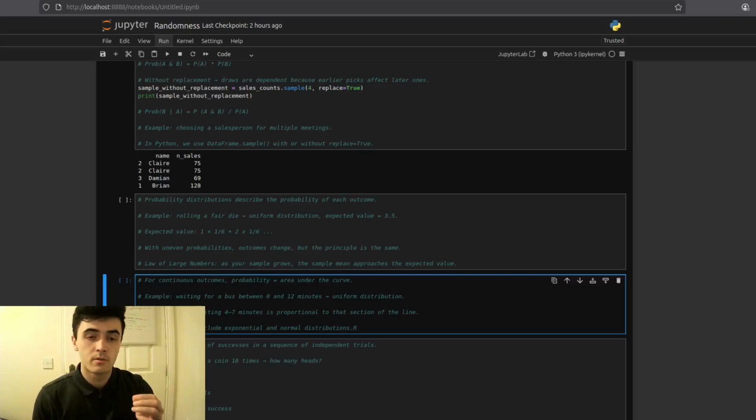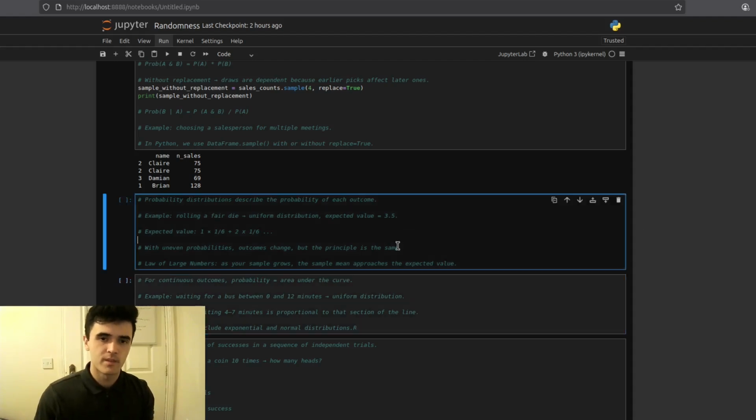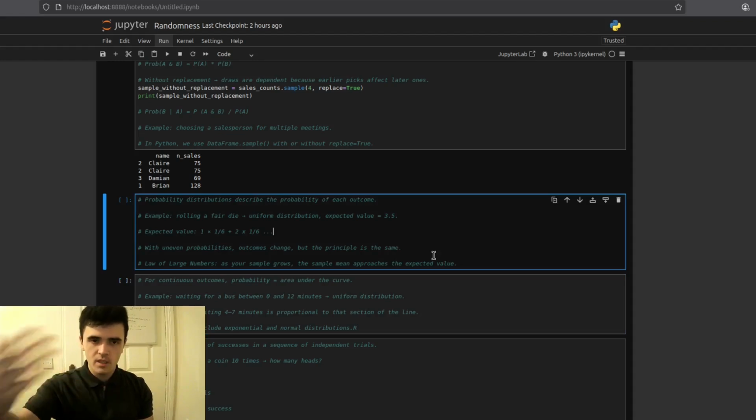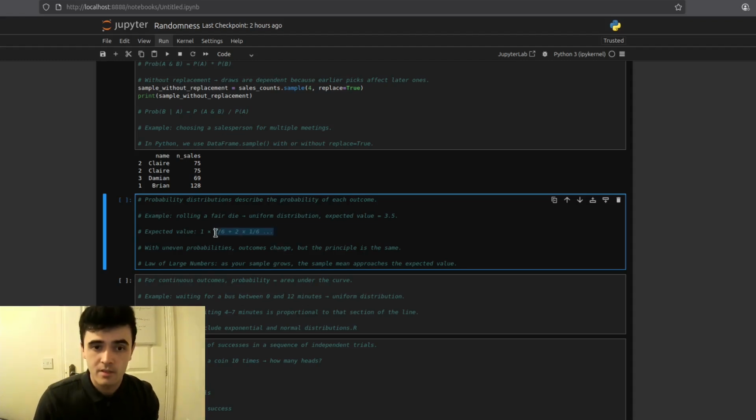It's also important to note that our fair die is an example of a discrete numeric data type. If you remember from the previous video, we talked a little bit about that: different data types, inferential and descriptive statistics, things like that. Even with uneven probabilities, the outcomes change, but the principle is the same. The principle is that you can calculate the expected value of any distribution whatsoever.